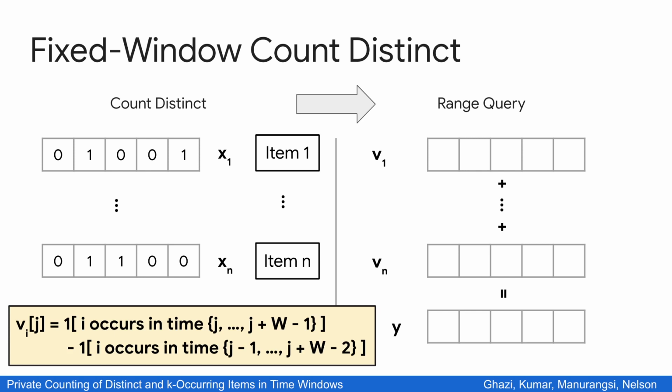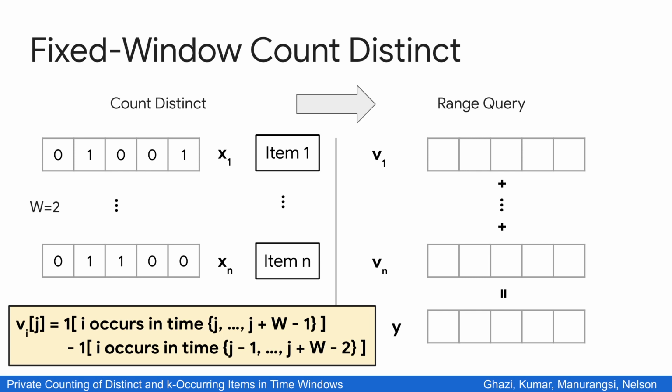What this means more formally is that the jth coordinate of vi is equal to whether i occurs in the window from j to j plus w minus 1, minus whether i occurs in the window from j minus 1 to j plus w minus 2. In other words, the difference between the answer in the current window and the previous window. Just to give you a more concrete example, let's consider w equals 2 here, and let's consider item 1.